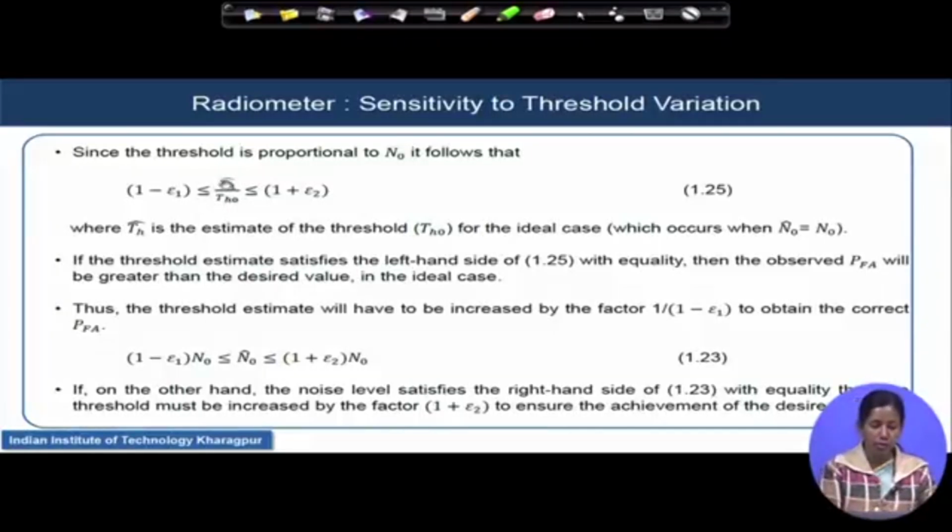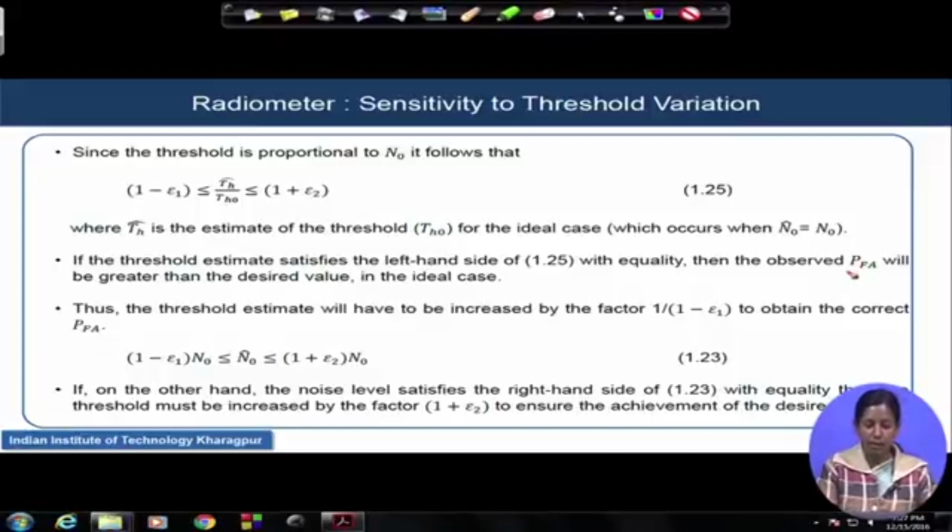Actually, this threshold estimate will be exactly the value of TH0 when the estimate of N0 is equal to the actual value of N0. Now, remember one thing: if the threshold estimate is coming equal to the left part of the value, then the observed false alarm probability will be greater than the desired value. That is the meaning of the case.